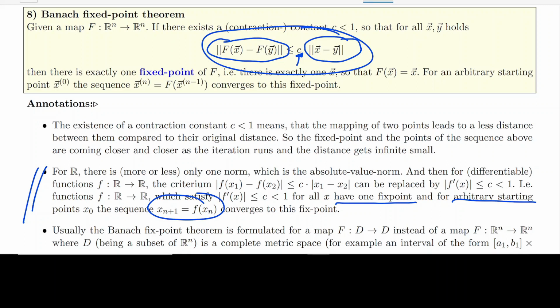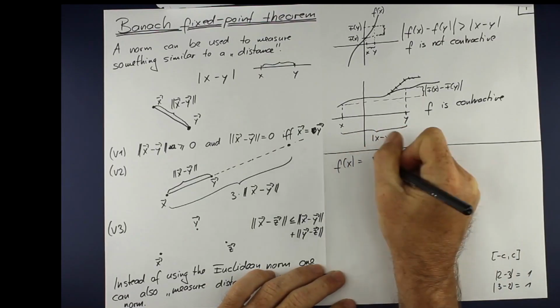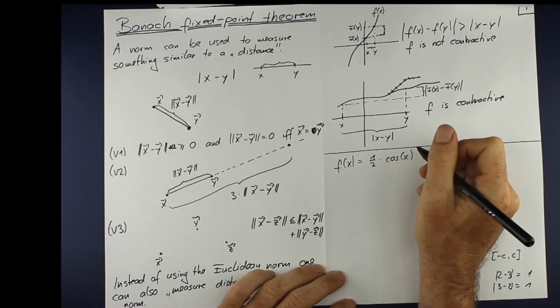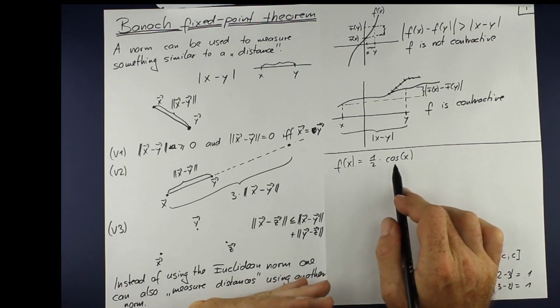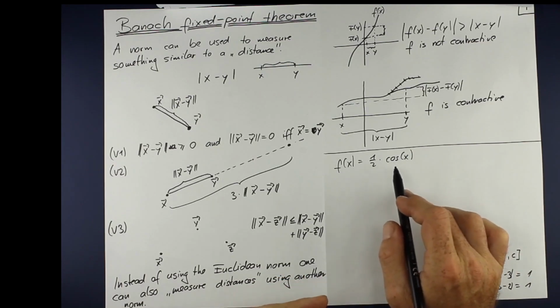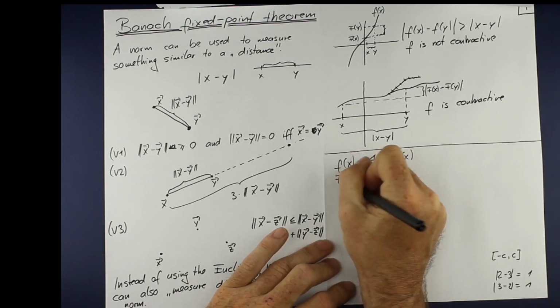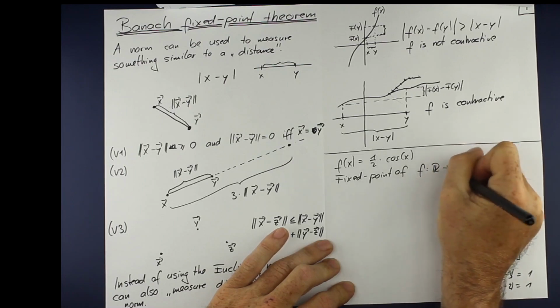So let's have two examples to better understand that. Let's start with f of x is a half times cosine of x. And then we are asking, is there a fixed point and how can we find it if there is one? So we are looking for the fixed point of f, which is a map on R.